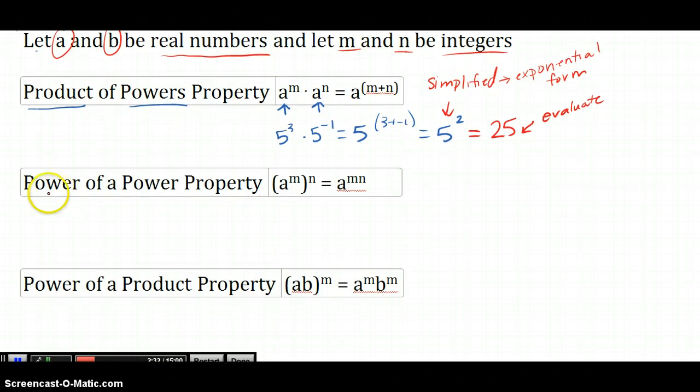The second property is the power of a power. So we're going to have a power, and we're going to take that whole thing to another power. So for example, if you had 3 to the 3rd, and you took this whole thing to another power. So let's say this whole thing is to the power of 2. What you do then is you multiply your powers. So you still have your base down here, and you multiply your 2 powers. So I'm going to have 3 times 2. So my simplified answer is 3 to the 6th, and if I were to evaluate, 3 to the 6th is 729.